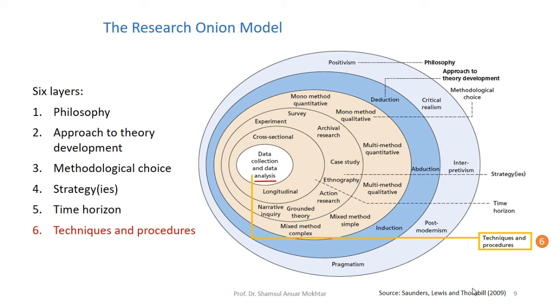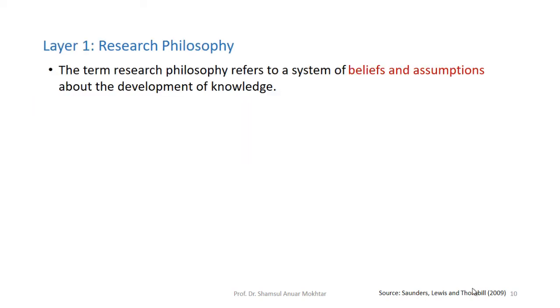Okay, so let us go into layer number 1. For this lesson, we will cover layer number 1, which is the research philosophy. Now, the term research philosophy refers to a system of beliefs and assumptions about the development of knowledge. So basically, this is about knowledge.